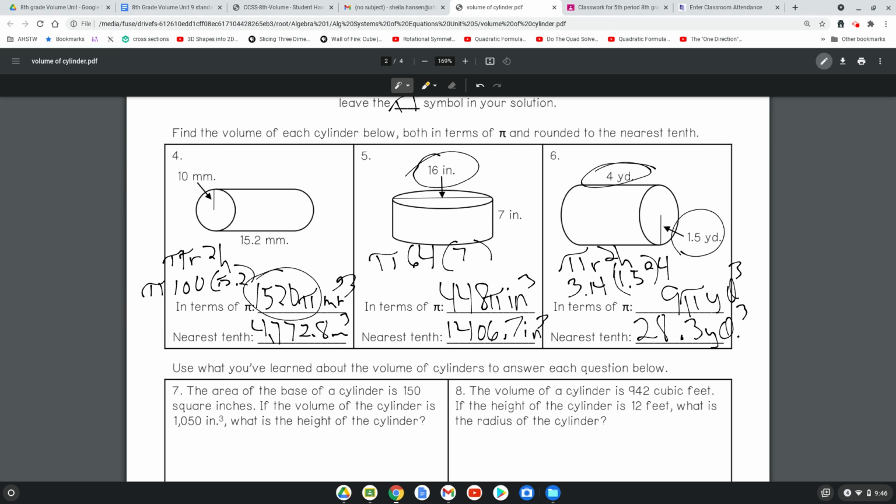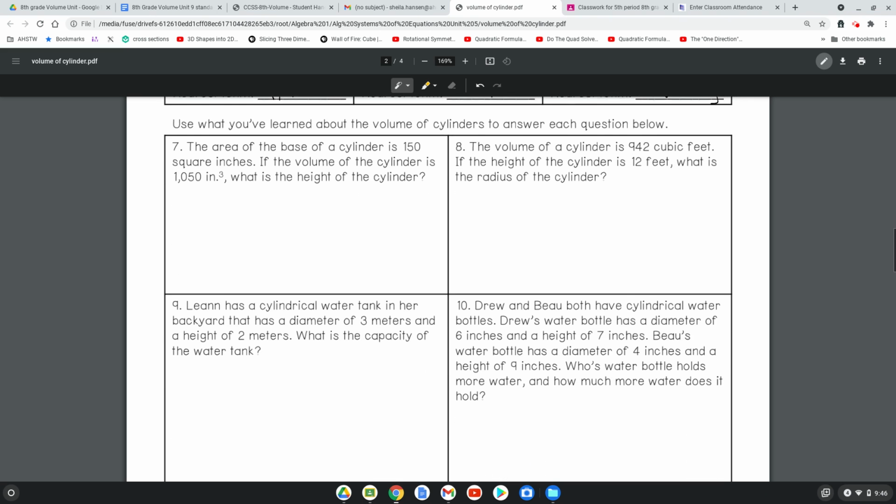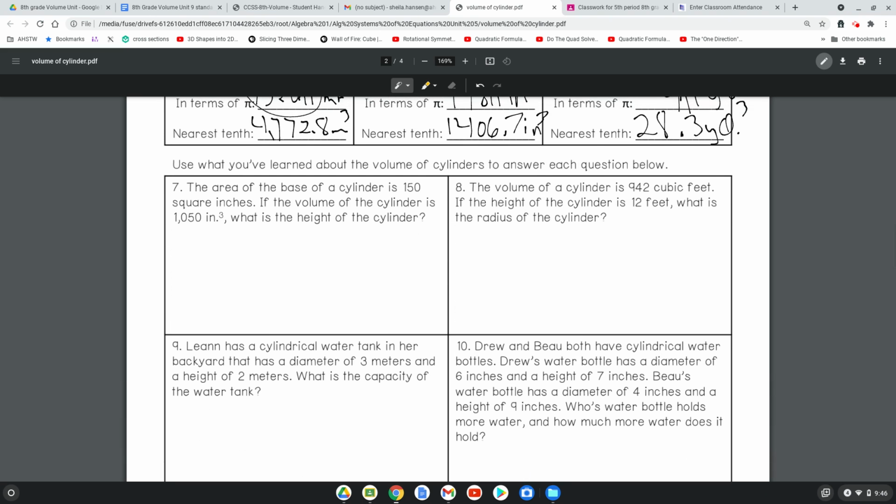Okay, and then of course, we're going to use that formula to help us find some missing links, or the other parts of the equation. That's why it kind of helps to write the equation. So it says the area of the base is 150. And if the volume is this, what is the height? So we know the formula is volume equals the area of the base times the height.